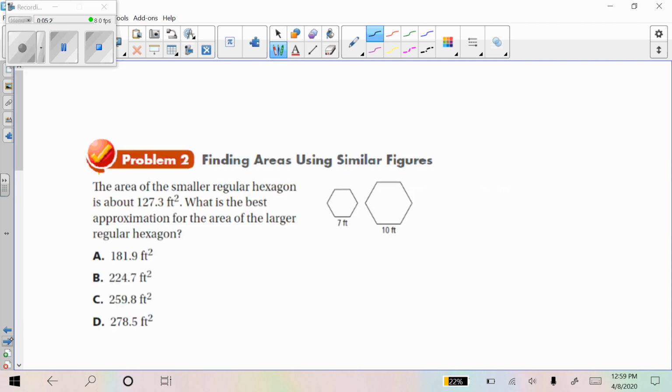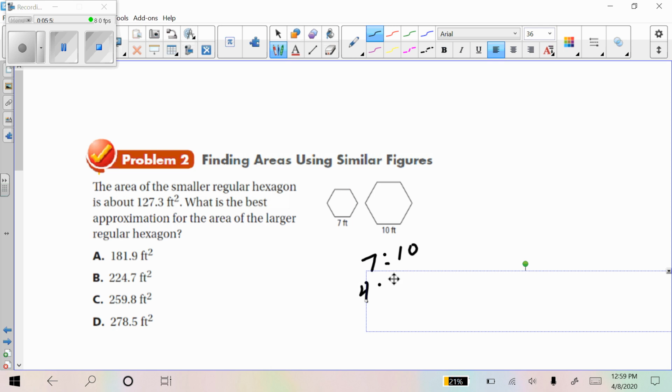All right, so we can use this idea to help us quickly find the answers to problems. We don't even need to find the area. We can just use the scale factor. So of these two similar items, the scale factor is 7 to 10. And we want to know what is the best approximation for the area of the larger regular hexagon. Well, the areas will be the scale factor squared. So we're not going to use 7 to 10. We're going to use 49 to 100.